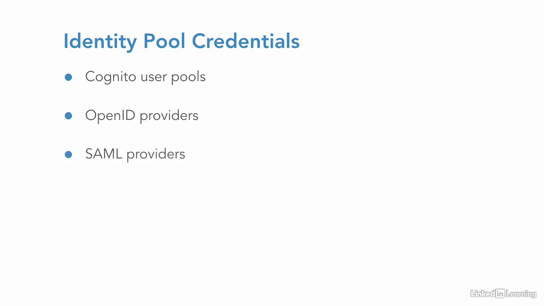The identity pool credentials can either be a linked Cognito user pool, an OpenID provider, a SAML provider, or a variety of social sign-in identities such as Google, Facebook, or even Amazon.